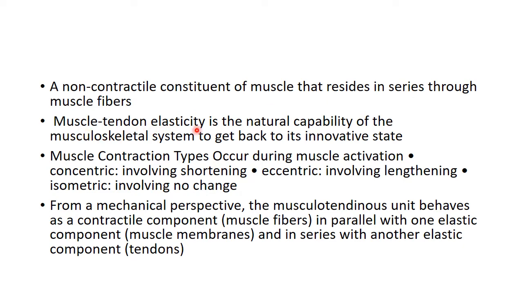So muscle tendon elasticity is the capability of the musculoskeletal system to get back to its original or resting state. Or you may say they produce a resistance to contraction of the contractile unit.